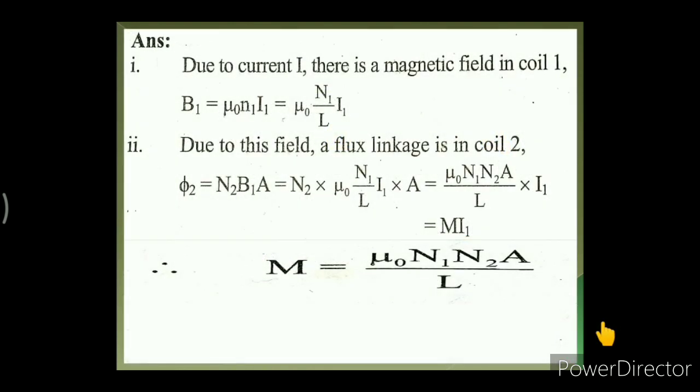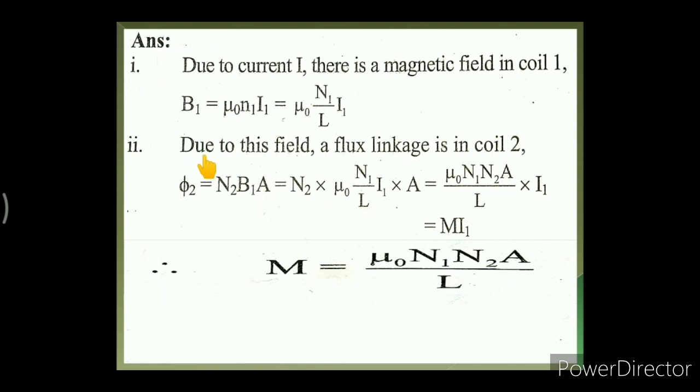Let's see the solution. Due to the current I flowing in the coil, there is a magnetic field in coil 1, and hence the magnetic field B1 is given as mu 0 N1 I1, where N1 is nothing but the number of turns per unit length, and hence it is written as N1 upon L. So the value of B1 we get as mu 0 N1 I1 upon L.